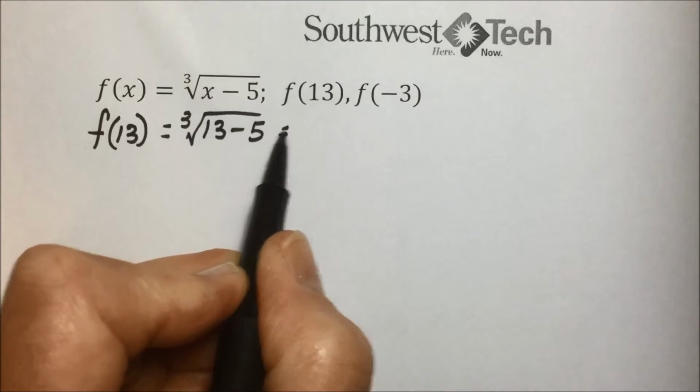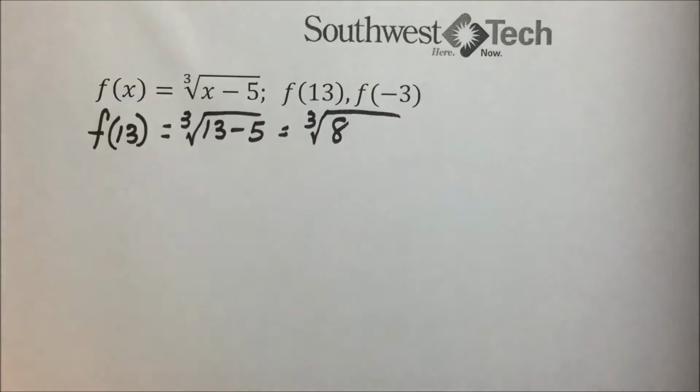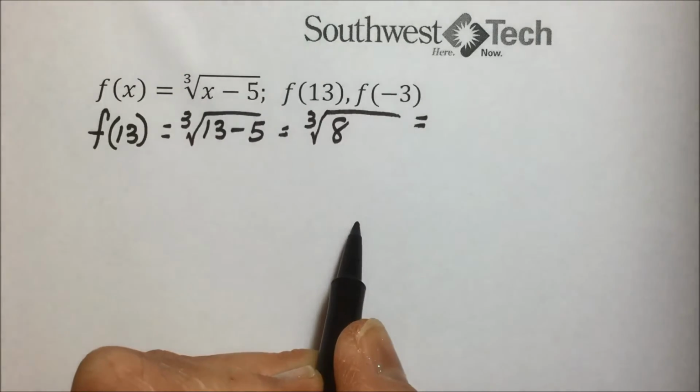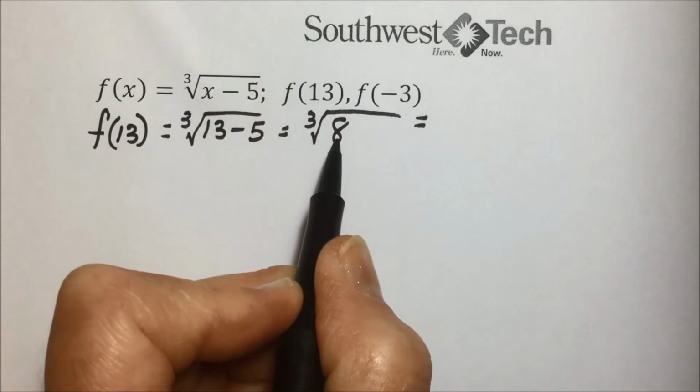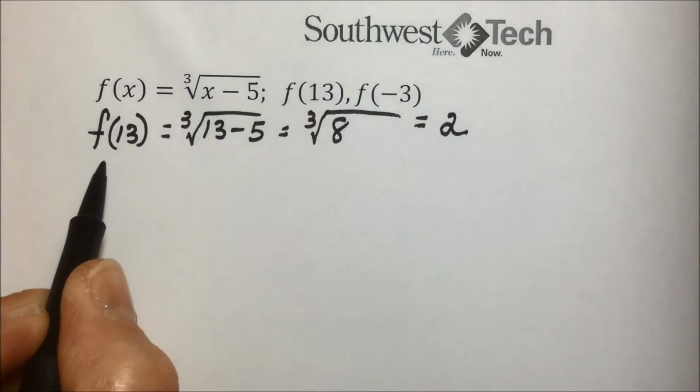The cube root of 13 minus 5 would leave us with 8, and the cube root of 8, looking for a number times itself 3 times. Since 2 to the third power is equal to 8, the cube root of 8 would be 2.